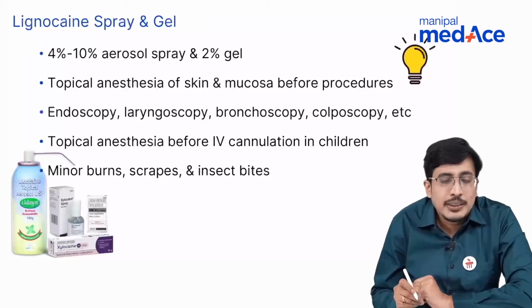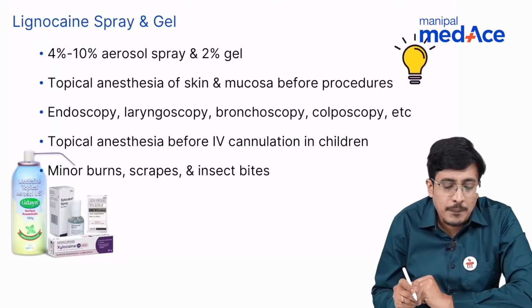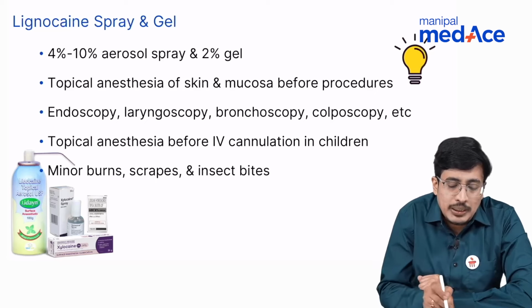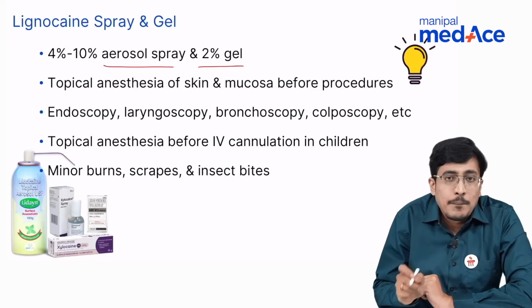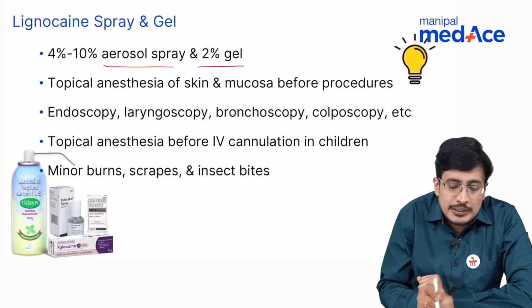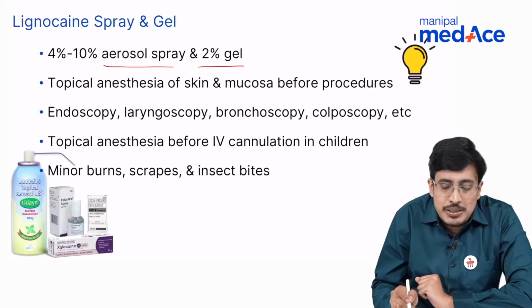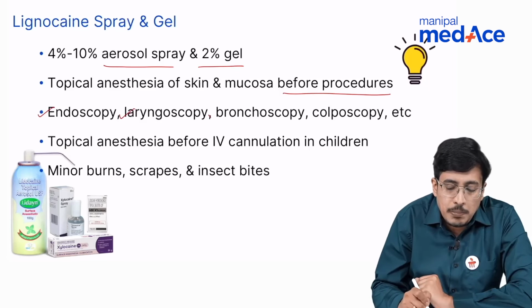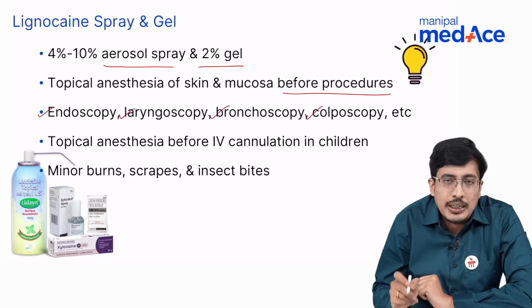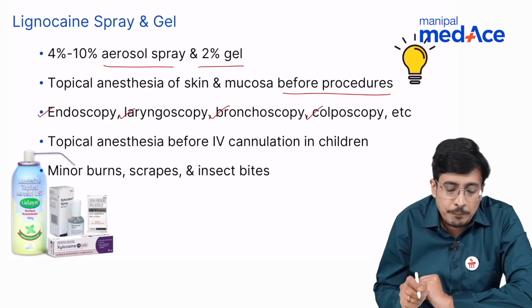The next agent is lignocaine spray and gel. By standard, lignocaine is available as 4 to 10% aerosol spray and a 2% gel. It produces topical anesthesia of skin and mucous membranes when used before procedures. It is useful for endoscopy, laryngoscopy, bronchoscopy, colposcopy and other procedures where instrumentation is involved.